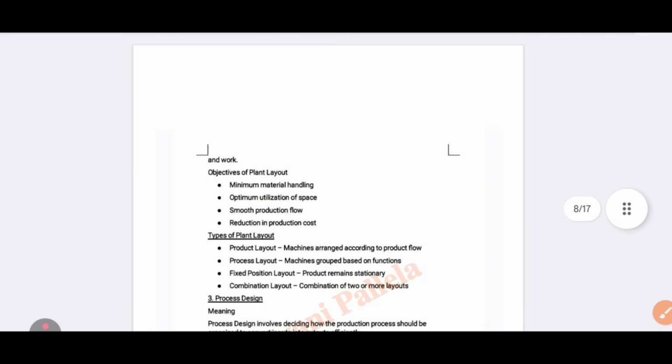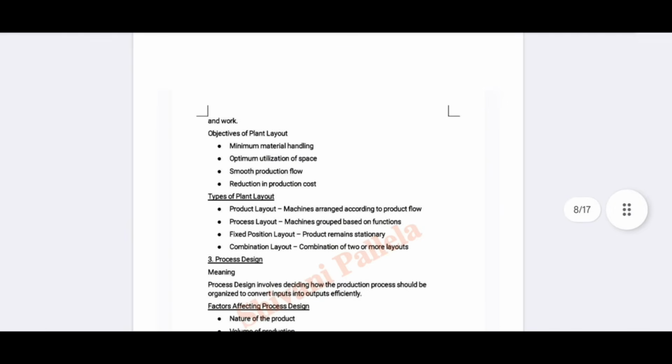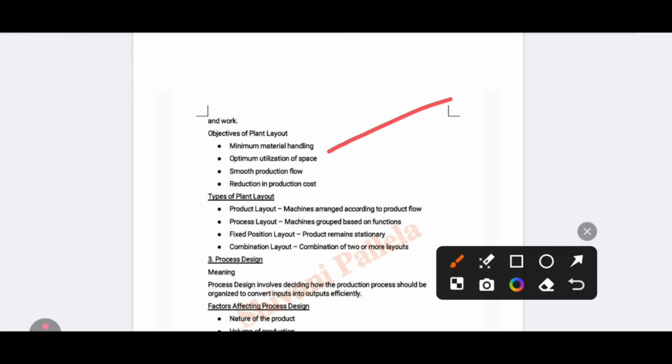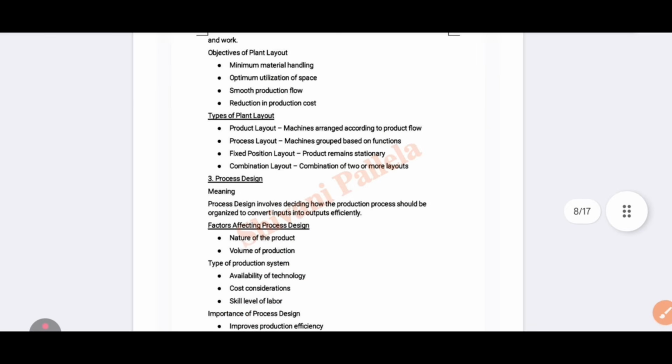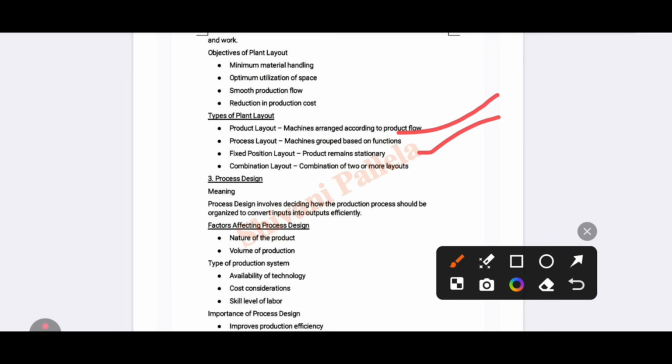Next concept is plant layout. What I have said about plant layout: whatever machines, workstations, and equipment we have, how we need to arrange them for the work. For that case, this layout, this framework will be useful. With the help of plant layout, we can achieve minimum material handling, optimum utilization of space, smooth running of the flow, and reduction in production cost. These are the goals we can achieve from plant layout. What are the different types we have? Process layout, product layout, fixed position layout, and combination layout.